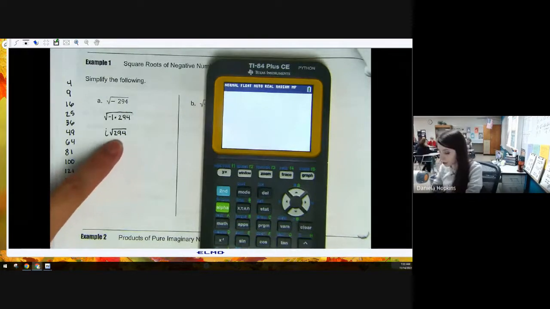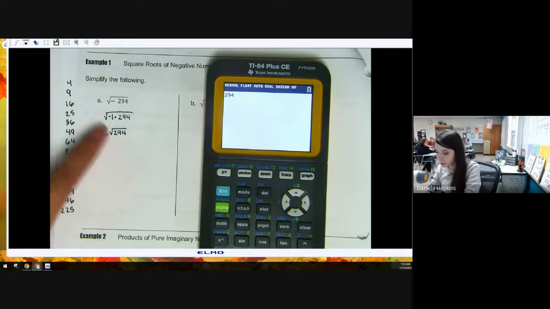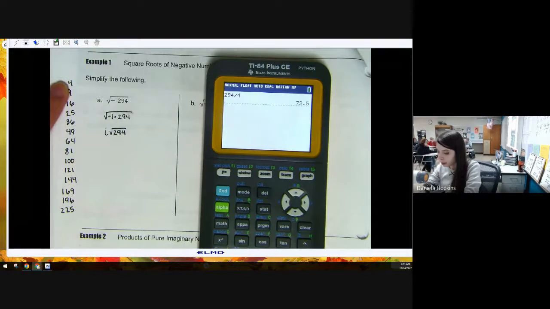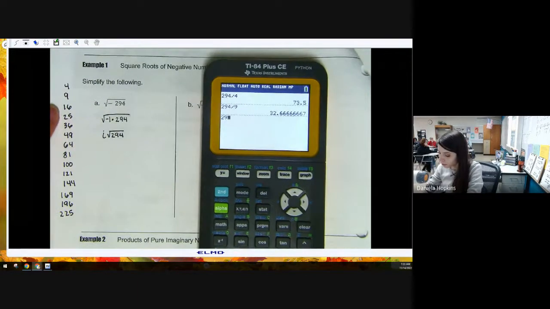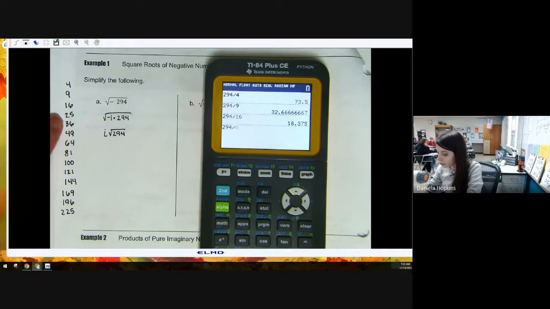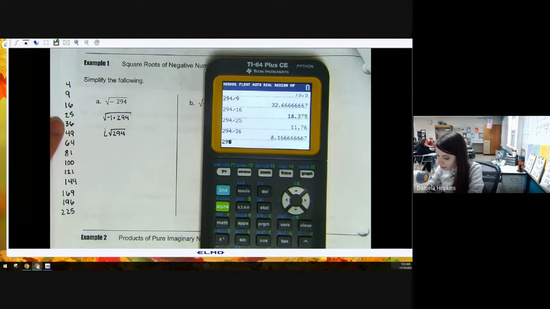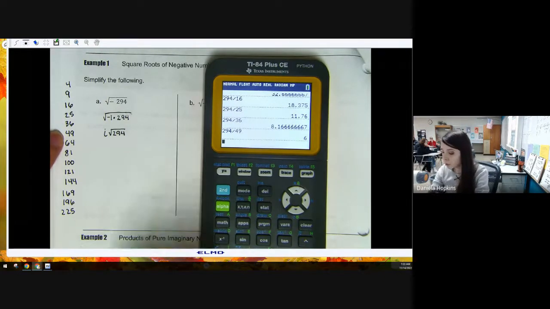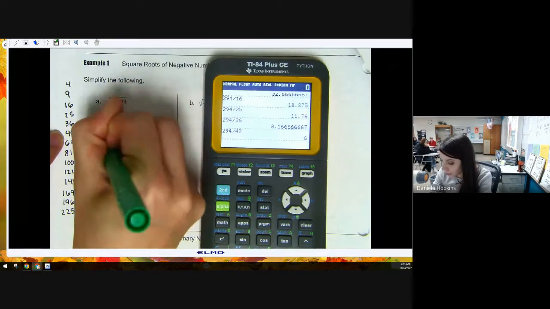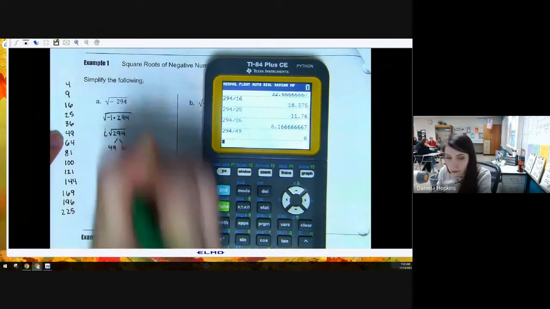I say easy in quotations. So what I like to do is just go through my list. 294 divided by 4, I have a decimal, not divisible. 294 divided by 9, I have a decimal, not divisible. 294 divided by 16, I have a decimal, not divisible. I know 294 is not divisible by 25, but just if you like the routine. 294 divided by 36. 294 divided by 49. There it is. So as soon as you get that whole number, you can break this into 49 and 6.